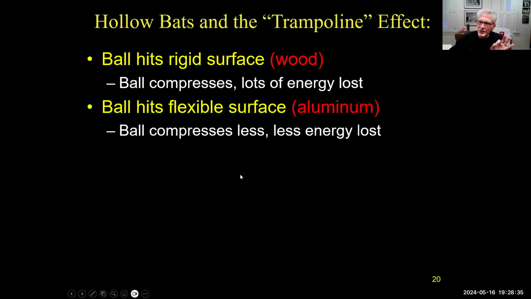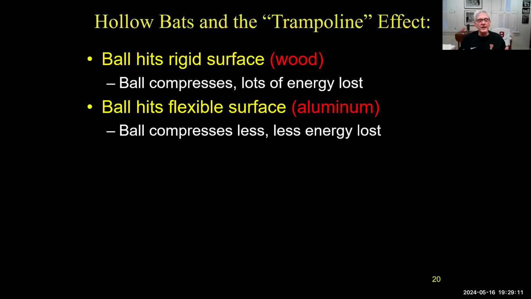But an aluminum bat is hollow. So when the ball hits the aluminum bat, the actual surface of the bat itself can compress. And for reasons that are somewhat technical, and I'm not going to go into, the energy that goes into compressing the wall of the aluminum bat is very efficiently returned back to the ball again. So there's less energy lost in the collision because the ball is not compressed as much. Some of that energy is taken up compressing the bat. And that's what's known as the trampoline effect.